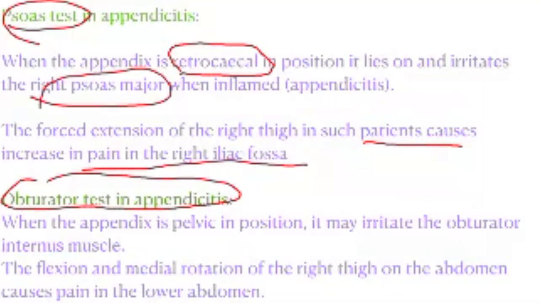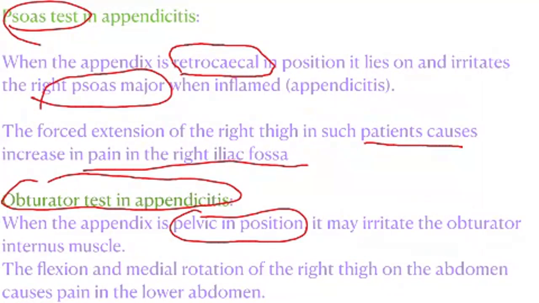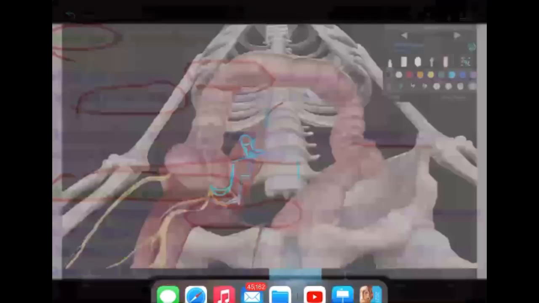Obturator test. When the appendix is pelvic in position, it may irritate the obturator internus muscle, right? Flexion and medial rotation of the right thigh on the abdomen causes pain in the lower abdomen. So these are the clinical tests you elicit to know whether it is appendicitis or not, right? When the appendix is acutely inflamed, it will be removed by the surgeon, called appendicectomy, right? So that is about the cecum and appendix, right? If you have any doubts, let me know.